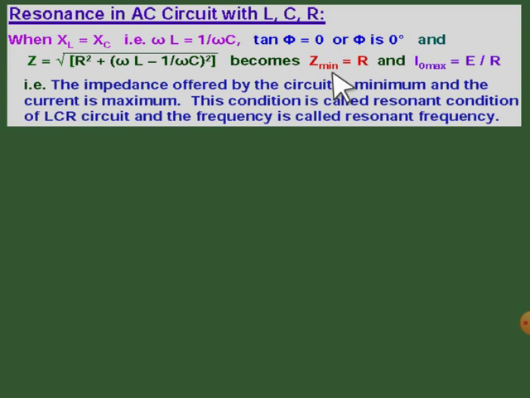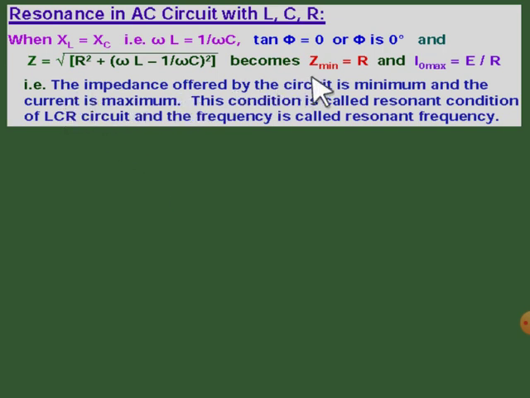When impedance is minimum, naturally your current will be maximum. So your maximum current will be equal to simply what? Your instantaneous EMF divided by the resistance, because Z is only R here now, okay? So your E by R will be maximum. That is given here.